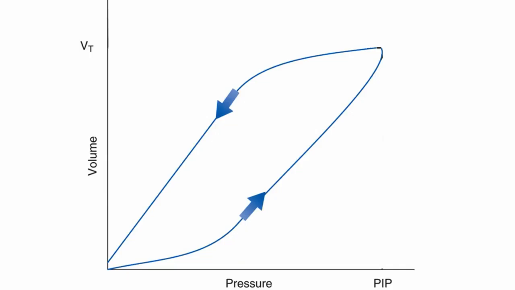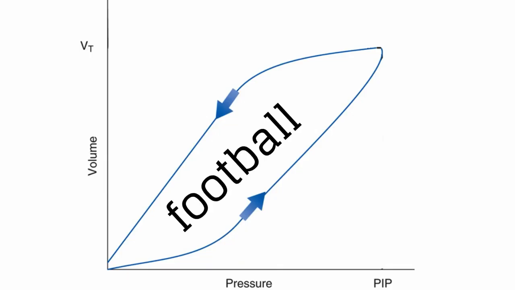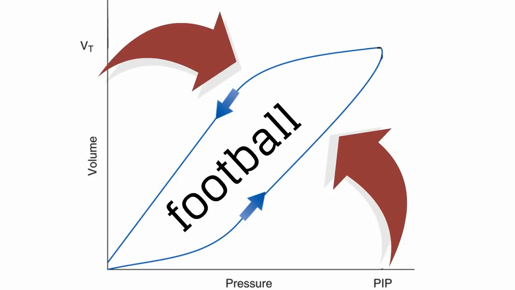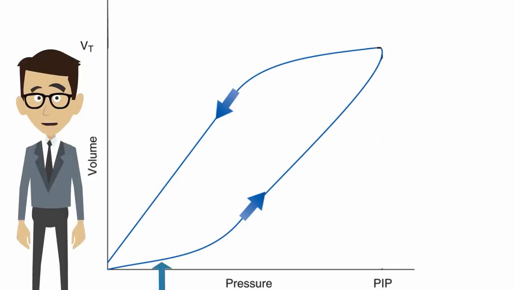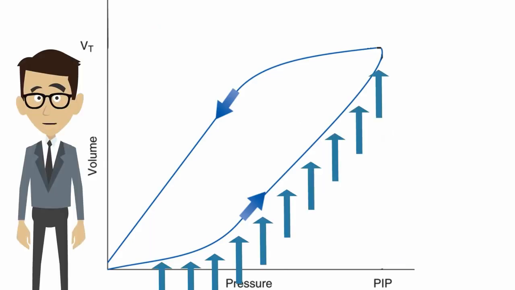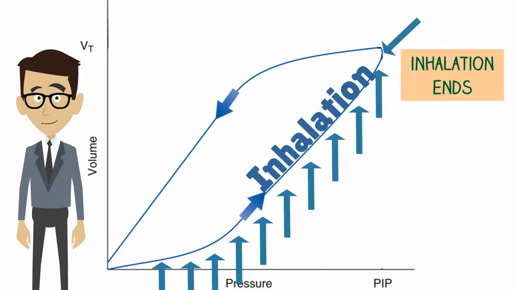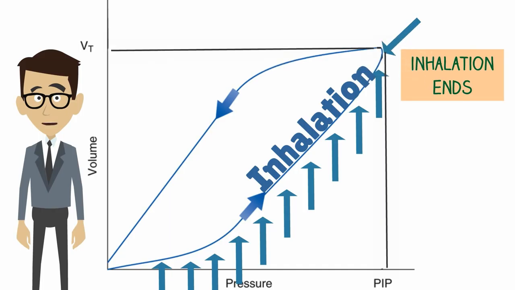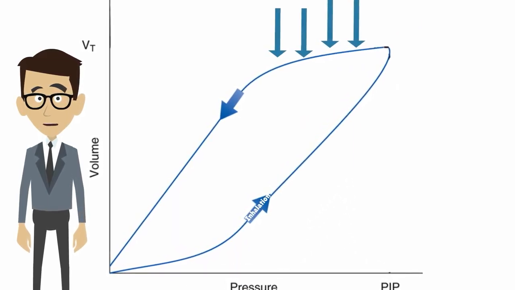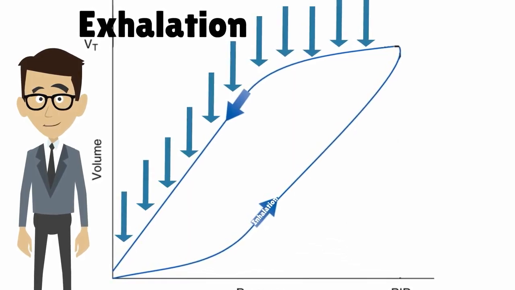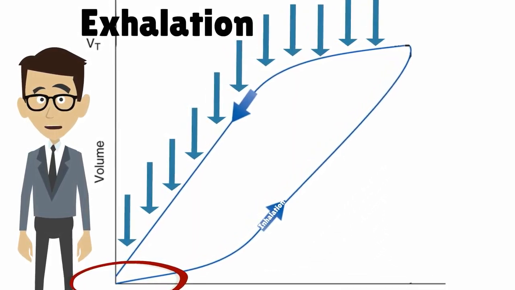A normal pressure volume graph should look like a football and should be positioned in the center like this. Now let's observe some things. First, this represents inhalation. And notice that at the end of inhalation, we have two measurements, the PIP and the volume. This side represents exhalation. The patient's exhalation should return back to zero.